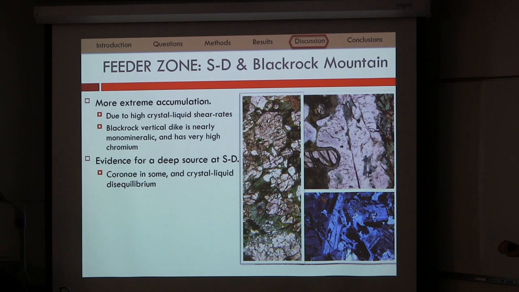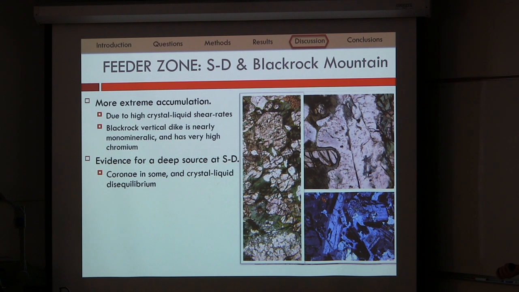At the Black Rock vertical dike, by the way, it's almost monomineralic. That's important to note: when you only have one mineral in there, that's not normal for a liquid to crystallize only one mineral. And so that means that we had pretty extreme accumulation to collect all of those together. And also the extreme chromium content suggests extreme accumulation as well.